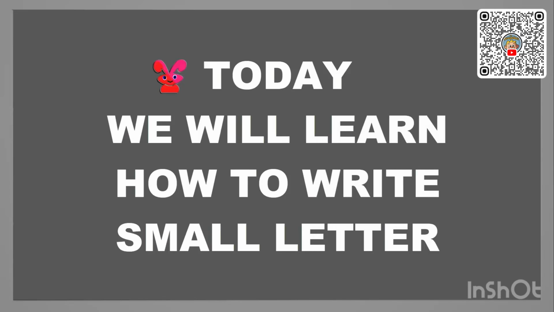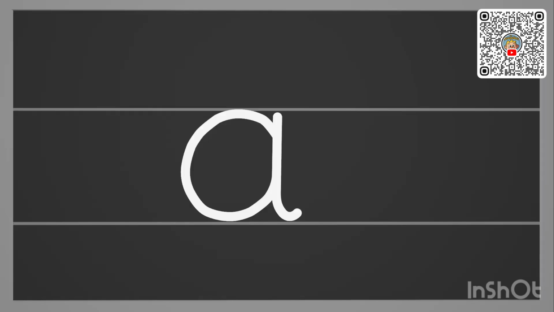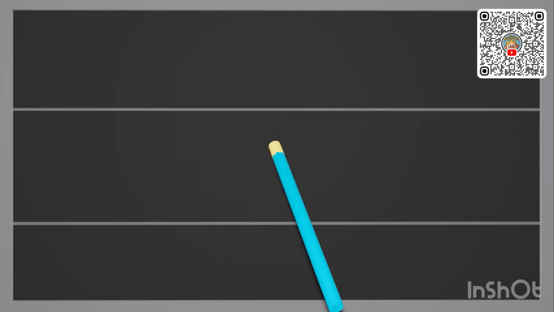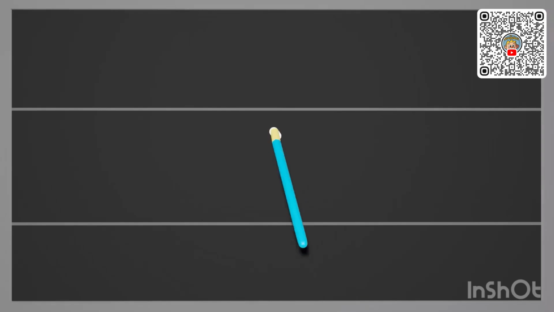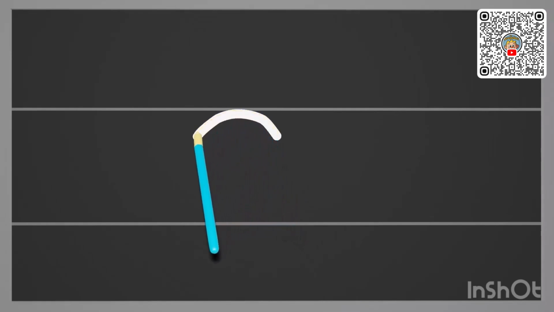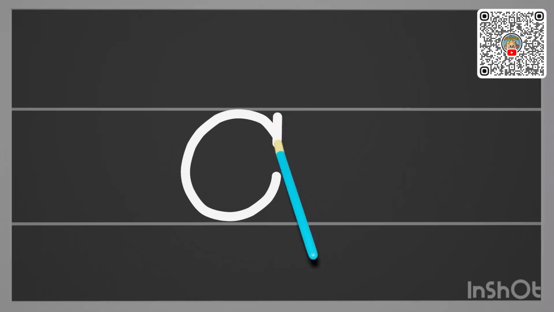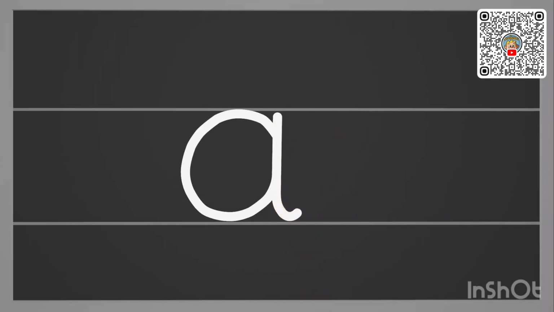Today we will learn how to write small letters. Small a. Start from the middle and make a curve reaching the bottom. Next go to the middle again and draw a standing line downwards with a small curve at the bottom. Small a.